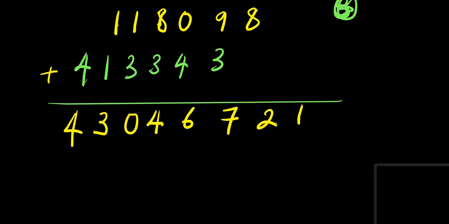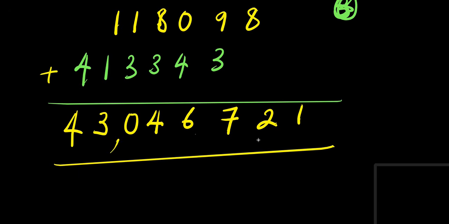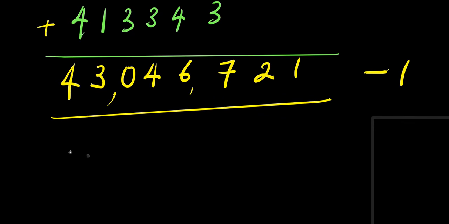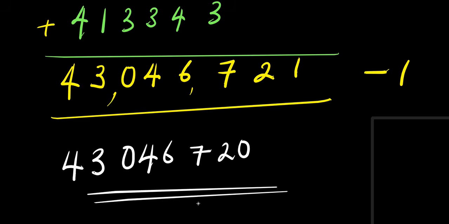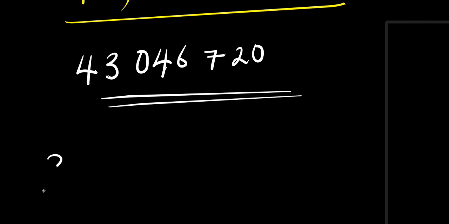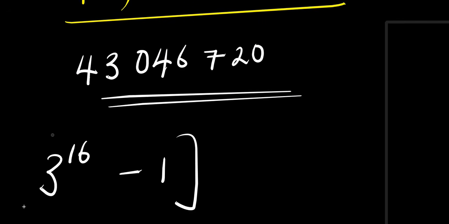So what are you getting now? This is 43,046,721. So you subtract 1 from here. What are you going to get? You have 43,046,720. This is the value for 3 to the power of 16 minus 1. Without the use of calculator, guys. This is impressive.